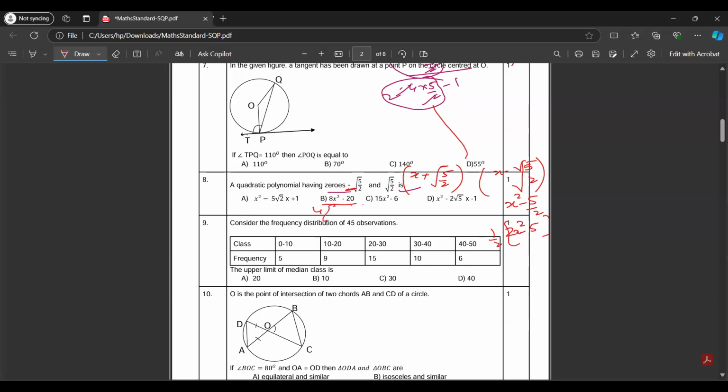But from here we can take 4 common: 2x square minus 5. I have a doubt in this minus part. Give me a minute. Yes, 8x square minus 20 is the correct answer. B part, beta. Okay. Yes, ma'am.